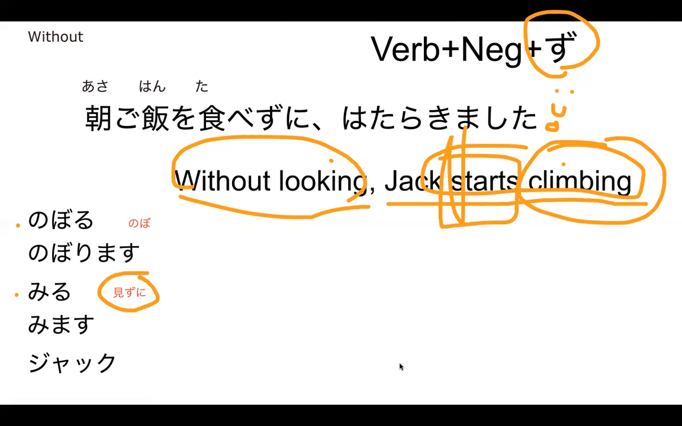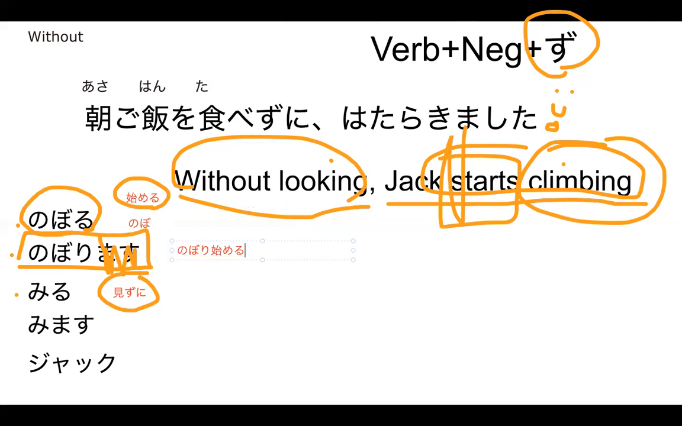Do you remember what starts was? Hajimete or hajimeta. Hajimeru is how I'll do it. So we need to add hajimeru to noboru. The masu form is noborimasu. How do we get the stem form from the masu form? What do we delete? The masu. So, nobori. So how do we add them together? Nobori hajimeru.